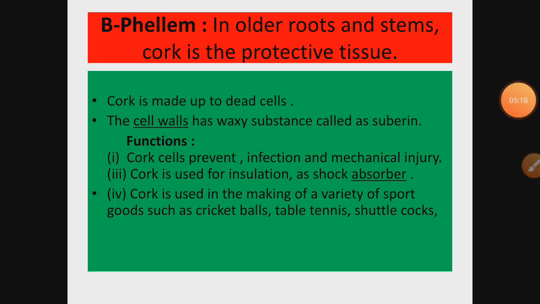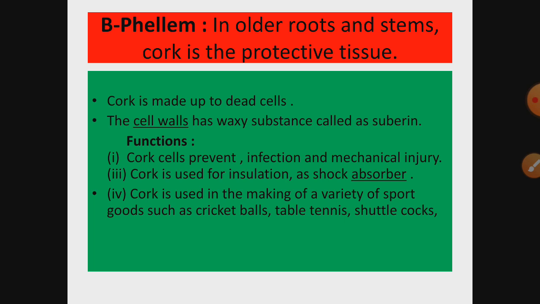Now comes the next protective tissue, that is phellem. Phellem is also called cork. In old roots and stems, cork is the protective tissue, just like the epidermis in young parts of the plant. Cork is made up of dead cells. The difference is that cork is made of dead cells and has multiple layers, whereas epidermis is living, very thin and made up of a single layer of cells.